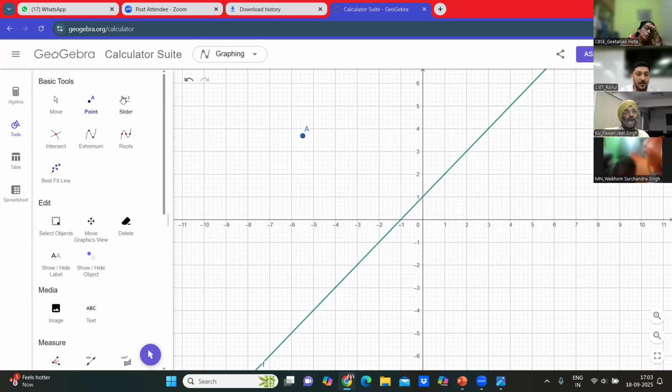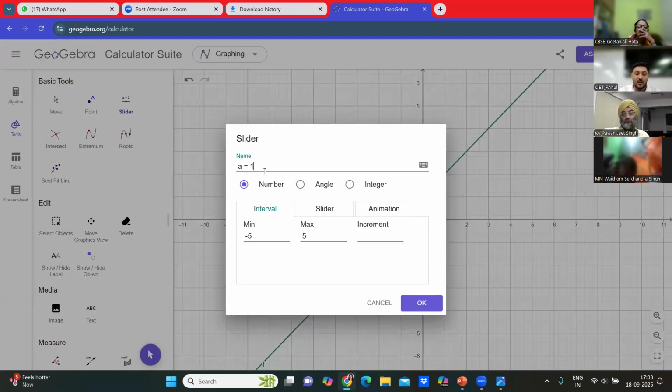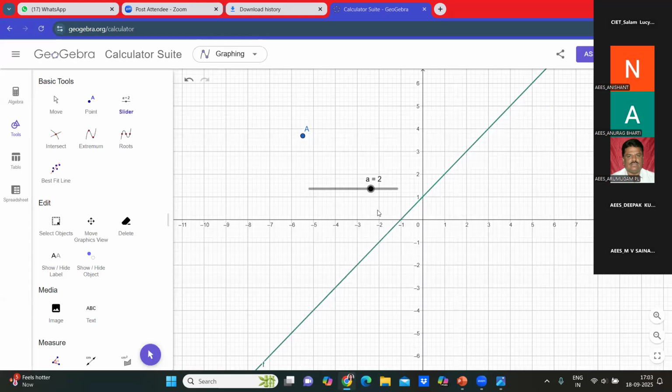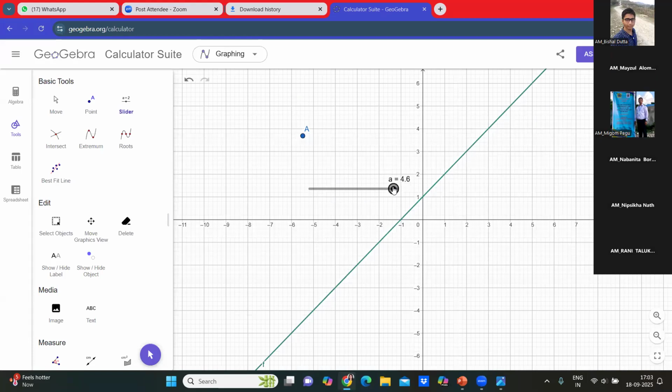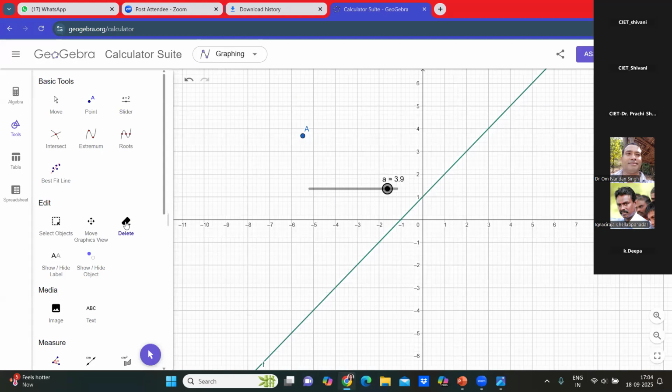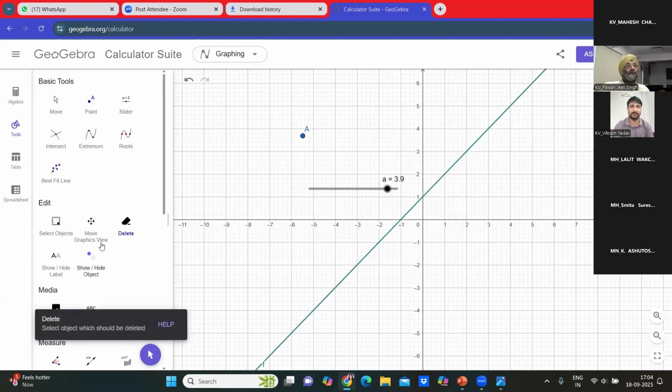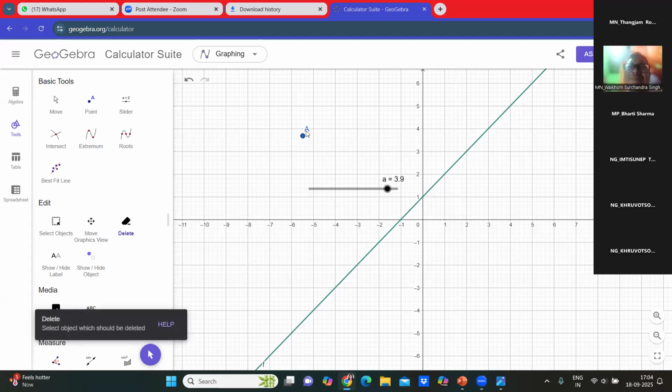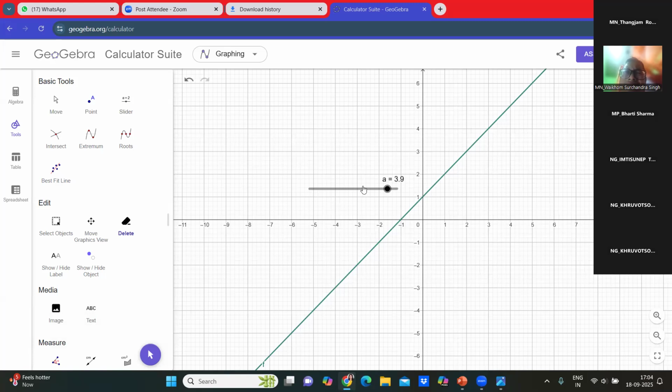If we want a slider, select positions, and change the numbers here. We click and move the point slider. If we want to delete, we click on delete and click A deleted and 3.9 deleted.